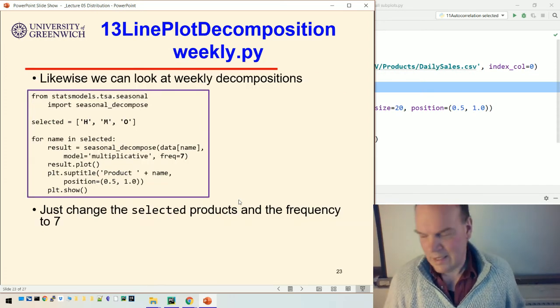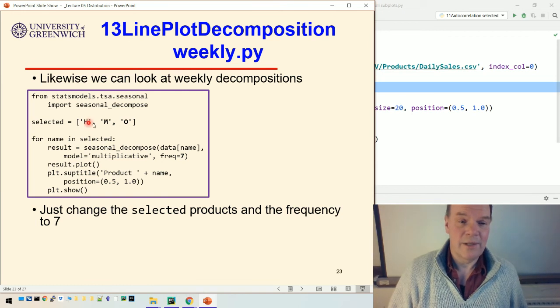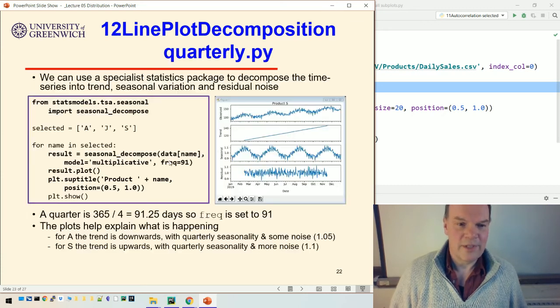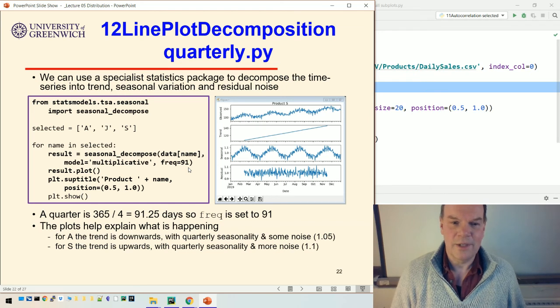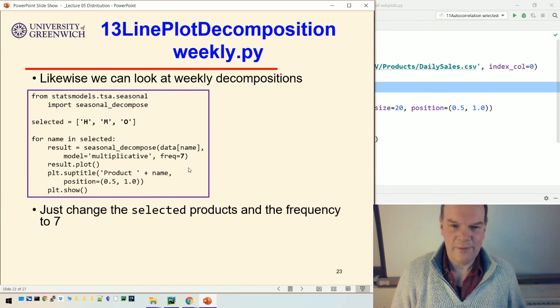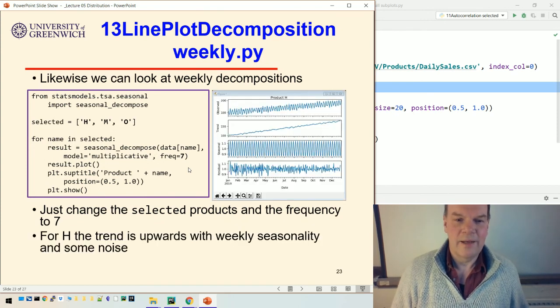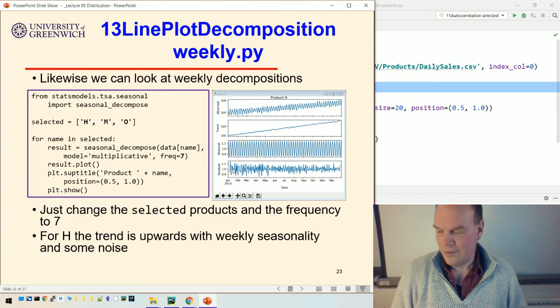And then if we want to look at the weekly seasonality, we can look at those other selected products, H, M, and O. And now we just set the frequency to 7 rather than, on the previous slide, the frequency of 91, which is what we detected. We now put that into the seasonal decomposition and let it do the decomposition at that frequency. So I've changed that to 7 for the ones where we know it's weekly. And then for H, you get something like this: trends upwards, very regular weekly seasonality, and there's some noise. And so on. You can run those examples yourself.